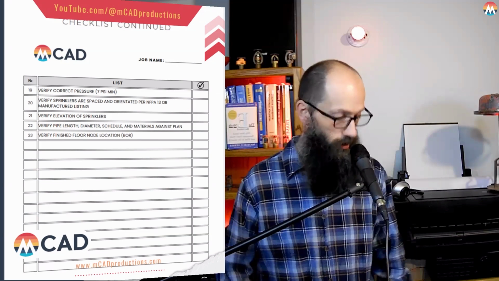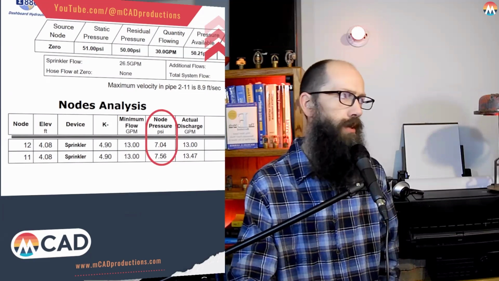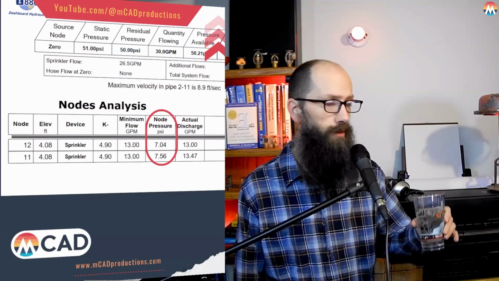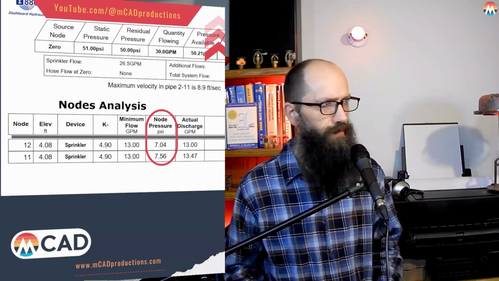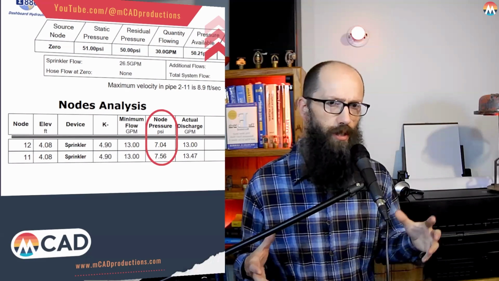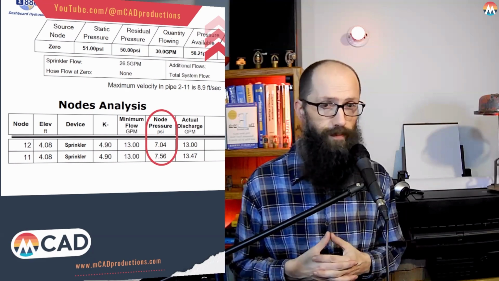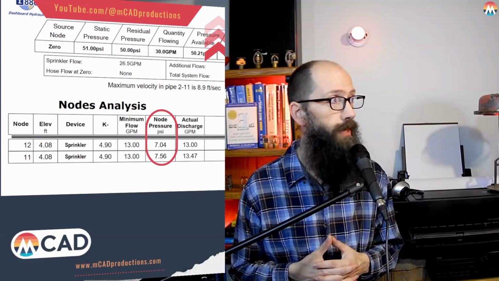I think I got a zoomed in one next. So yeah, okay. The next thing, number 19, is verify correct pressure. And this is also on that page too. So this is really, 7 PSI is always the minimum operating pressure for sprinklers. That's really why we end up with this 13 GPM being kind of the magic number that works with this head, because that's the lowest you can go and still operate the head at 7 PSI.